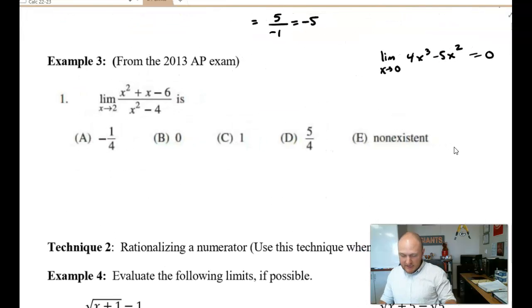Okay, here is an AP Calculus exam question from 2013. Pause the video, go ahead and find the answer to this question.